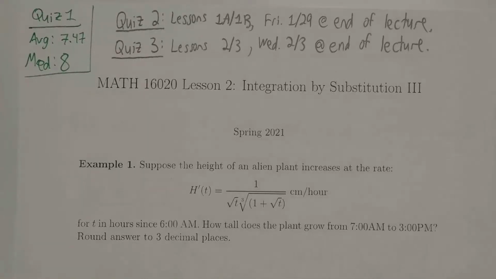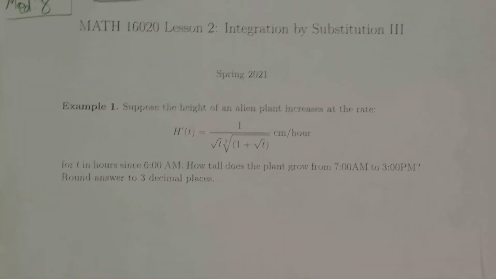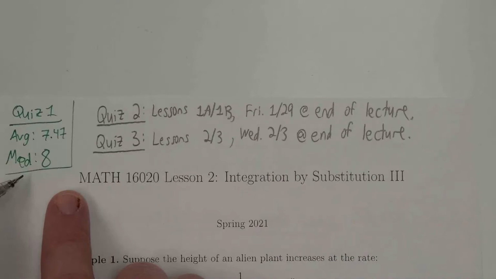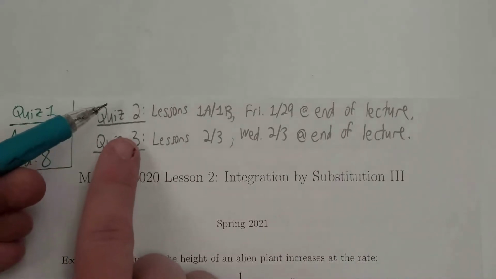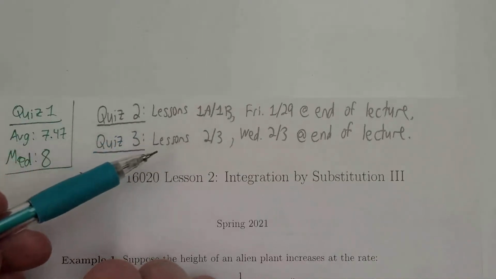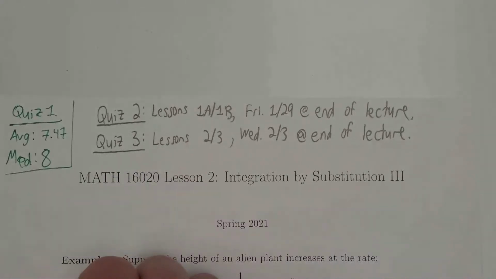So let's move on to the class for today. So lesson 2. Thankfully, there's not really any new concepts, well, yet anyway. So let's go ahead and do a couple of examples that are mostly just continuations of what we've been doing up until this point. Also, quiz 1 statistics, average was a 7.47, median was an 8. Quiz 2 is next Friday, covering lessons 1A and 1B. Quiz 3 is going to be covering lessons 2 and 3 next Wednesday. So today's lecture as well as next Friday's lecture.